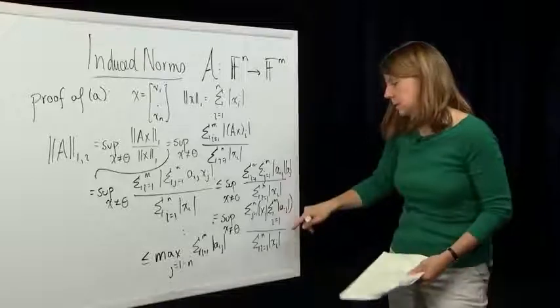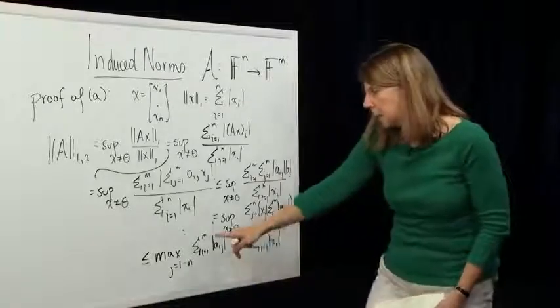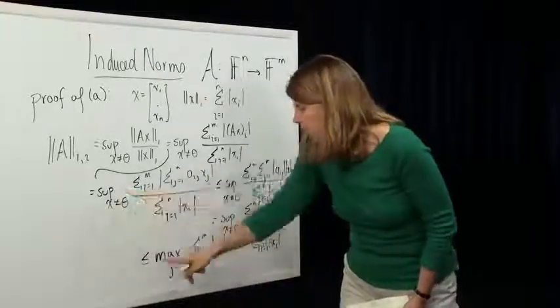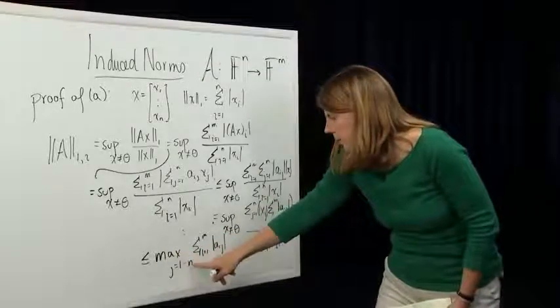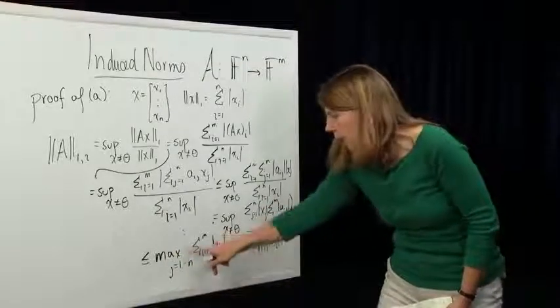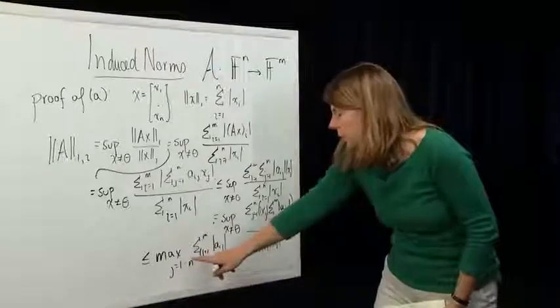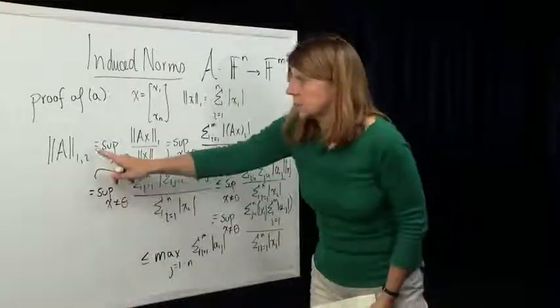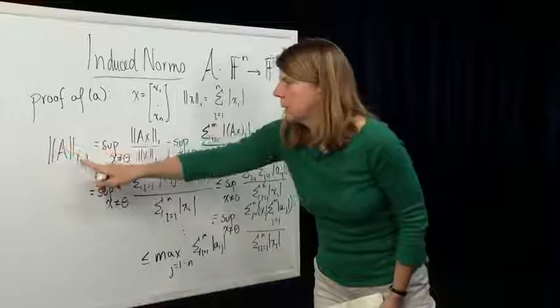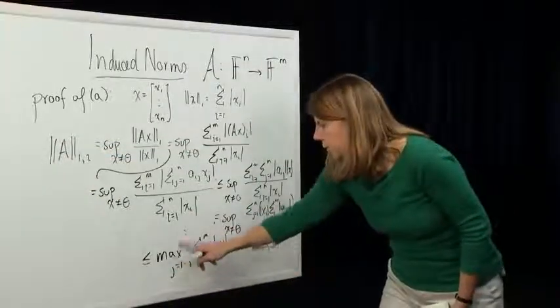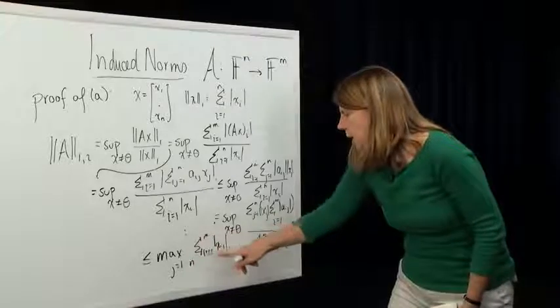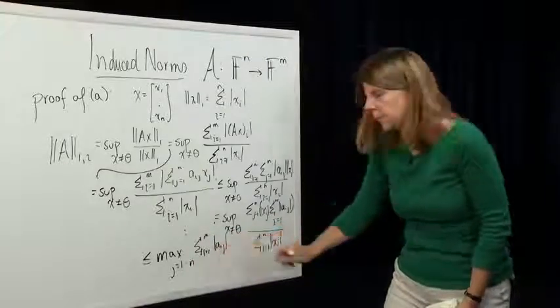Okay, so I've done some cancellation there. And so I have almost what I need. I've taken out the supremum. I've replaced it with a maximum. So how did I do that? And also, I've got an expression which is almost what I want: that the induced one norm of the matrix is less than or equal to the maximum over the index j of this sum here.